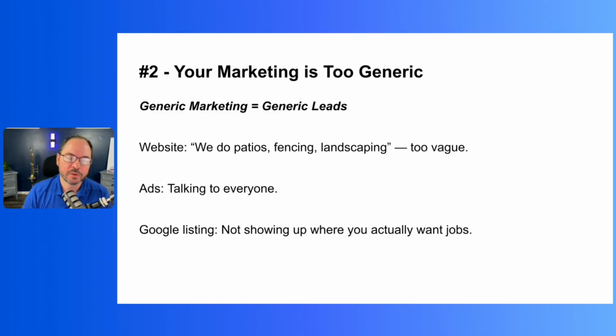When they do that, they create websites that say things like, "We do patios," or fencing, or landscaping, or roofing, or "We're a dentist office." And it's just too vague. The ads they put out when they do paid ads just talk to everybody, like, "If you're a homeowner and you have a roof, then you're my customer." No, you're not. And their Google listings, like Google Business Profile, never show up when people are actually searching in that market or area, whether it's ads or organic.